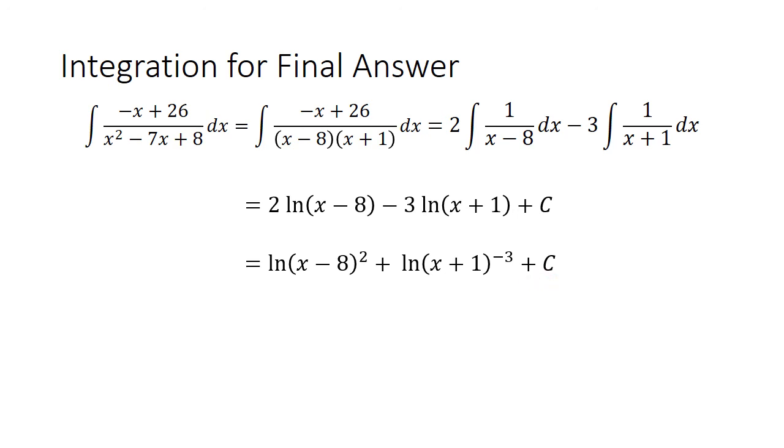And because we have minus 3 here, we can bring that x plus 1 underneath. So this gives us our final single log function, the log of x minus 8 squared divided by x plus 1 cubed, plus the constant.